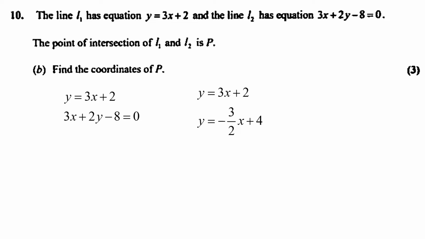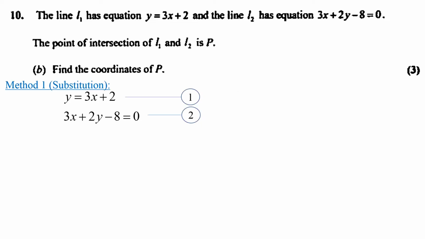So on the left you see a pair of equations. For L1 we have y equals 3x plus 2 from the question, and L2 is 3x plus 2y minus 8 equals 0 directly from the question. Another way you might want to solve the simultaneous equations is using the pair on the right, and that is to use the modified form of L2 from our previous part. So you will use L1, y equals 3x plus 2, and L2, y equals negative 3 over 2 x plus 4. I'll show you each of them separately.